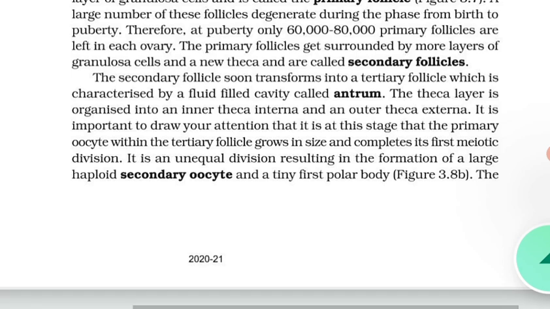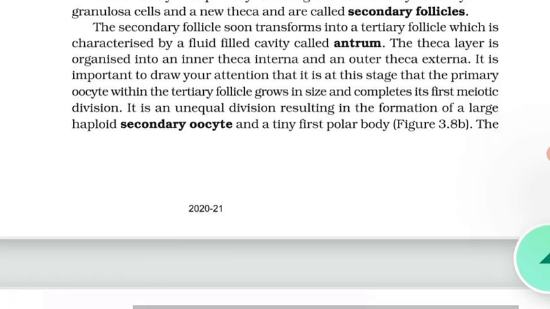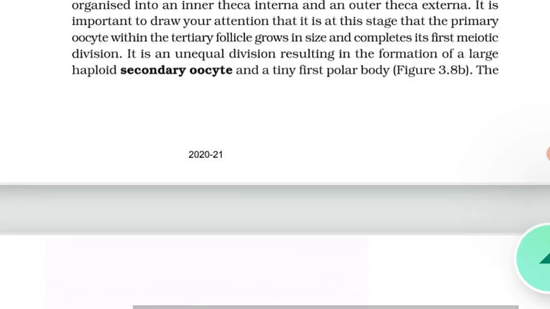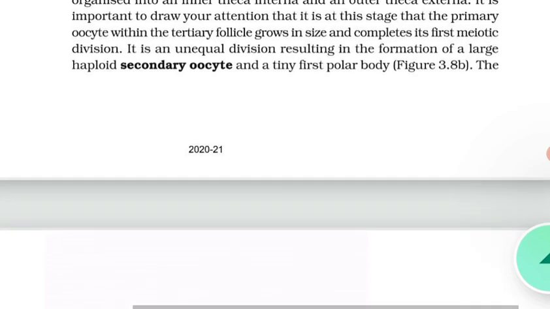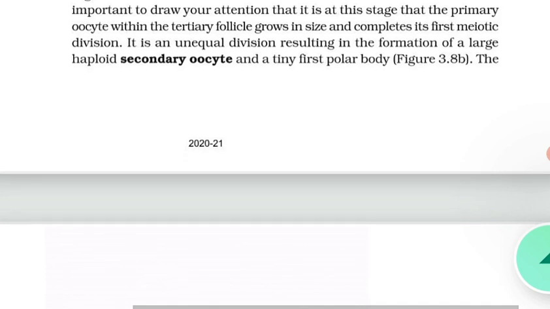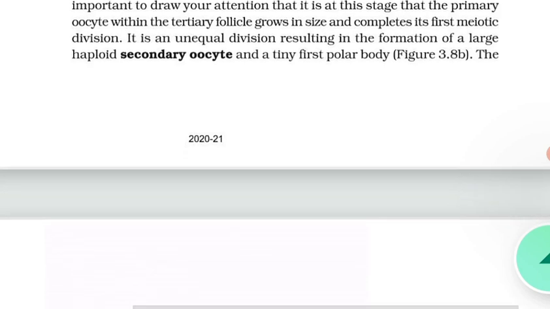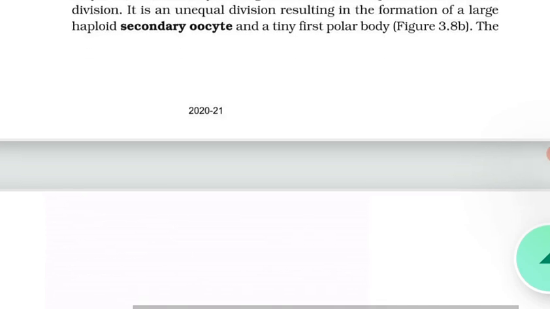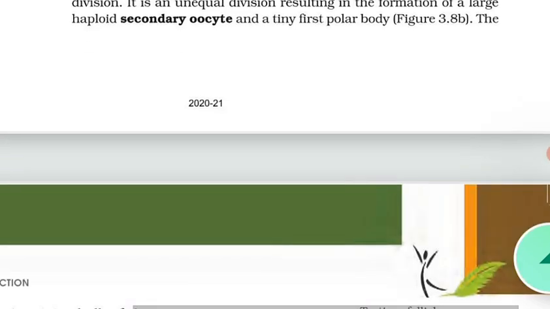The tertiary follicle further changes into the mature follicle or Graafian follicle. The secondary oocyte forms a new membrane called the zona pellucida surrounding it.